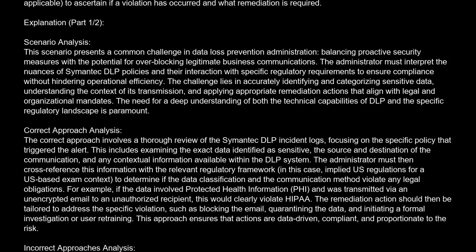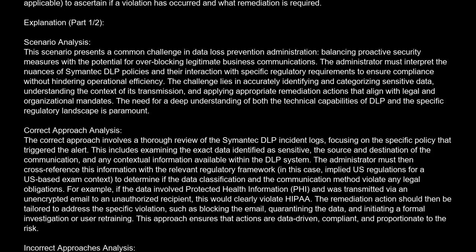Review the specific DLP incident details, including the exact financial data identified, the sender and recipient, and the content of the email. Cross-reference this information with applicable U.S. financial regulations, e.g., GLBA, PCI DSS if applicable, to ascertain if a violation has occurred and what remediation is required.